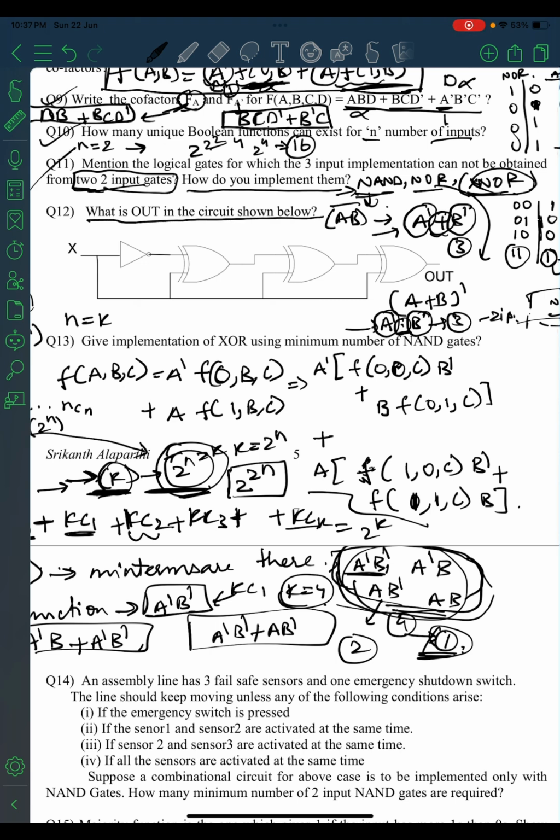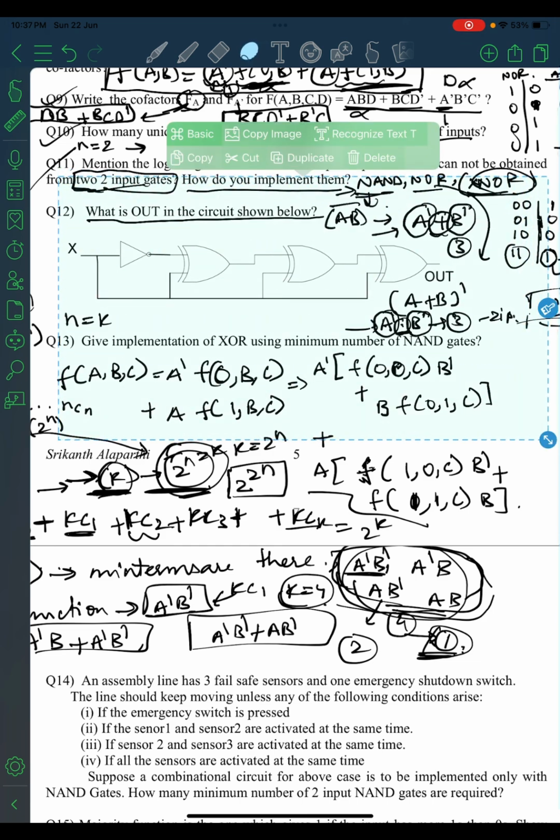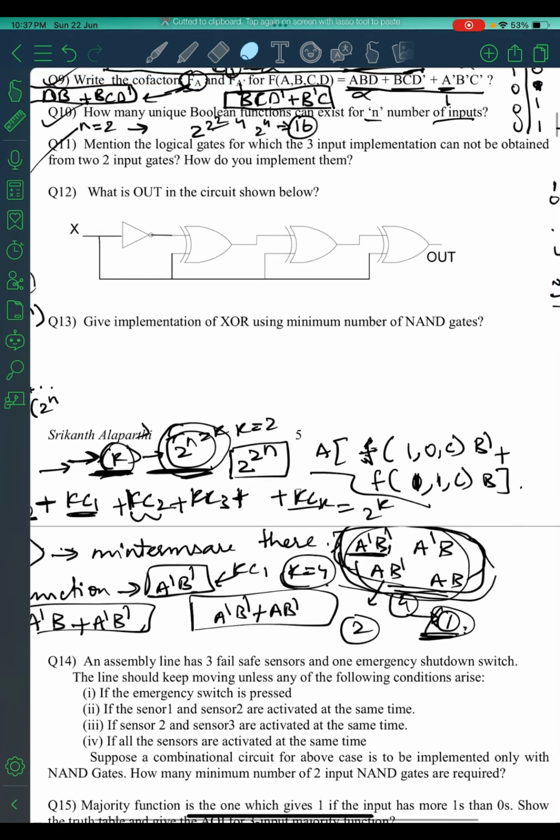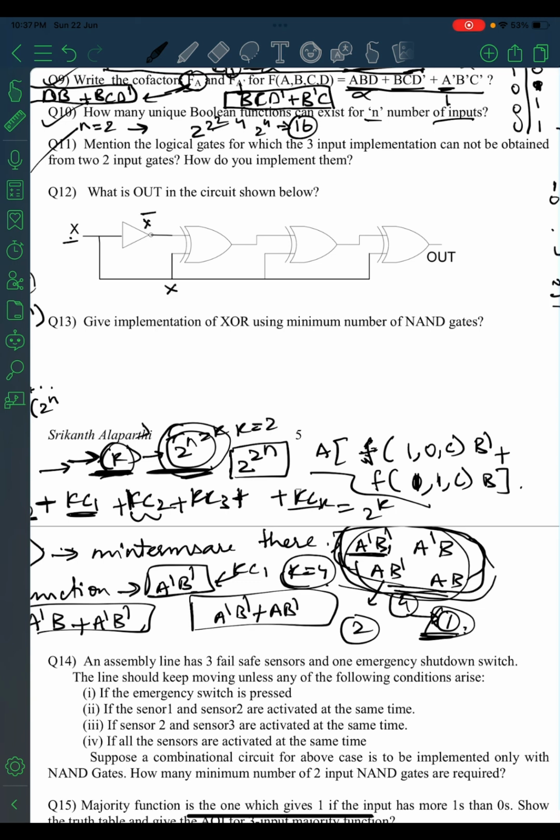What is the output of the circuit shown below? Let me clear this thing once. I have done this already. Now, what is the output of the circuit? This is X. This is X bar. And this is again X. So, this is XOR. If this is A and this is B, what will it be? AB bar plus A bar B, right? Here A is equal to X and B is equal to X bar.